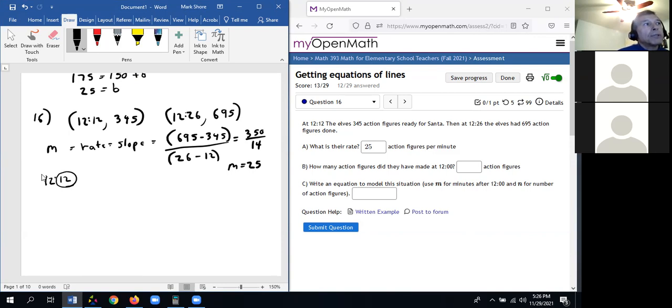So that means for these 12 minutes, they made 25 action figures each minute for those 12 minutes. That's 300. So if you want to know how many there were at the start, you can take how many there were at 12:12, the 345, and subtract off the 300 that they made from 12 o'clock up to 12:12. That means they started off with 45.